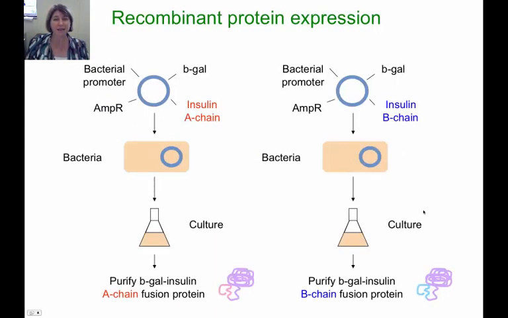In the case of insulin, we would actually do this in two stages because the insulin protein is made up of two separate chains. There's the insulin A chain and the insulin B chain. We would produce each of these, purify them, and then bring them together so that we were able to produce a recombinant insulin which is functional within a human.